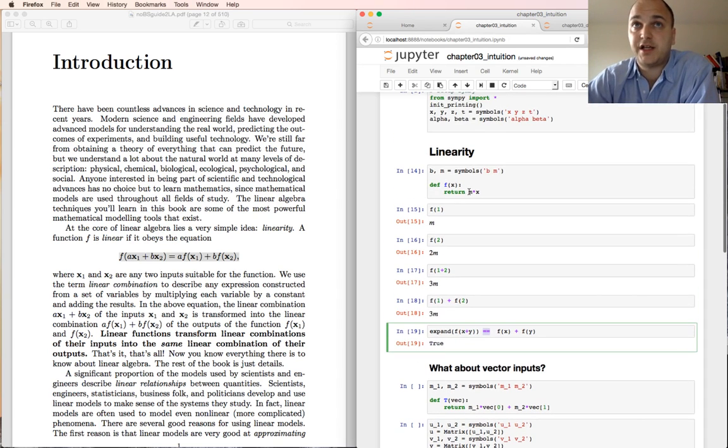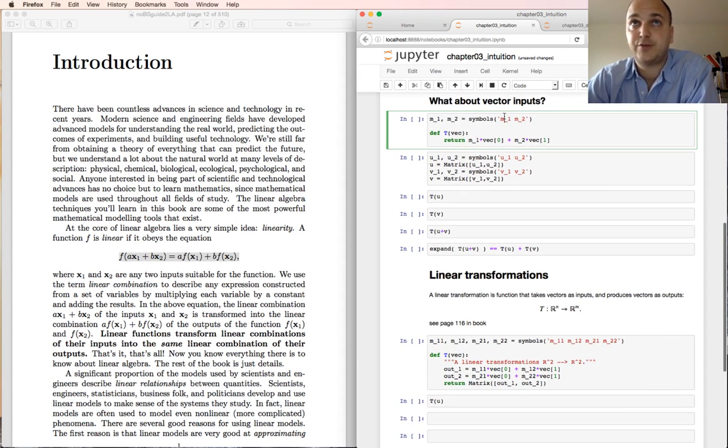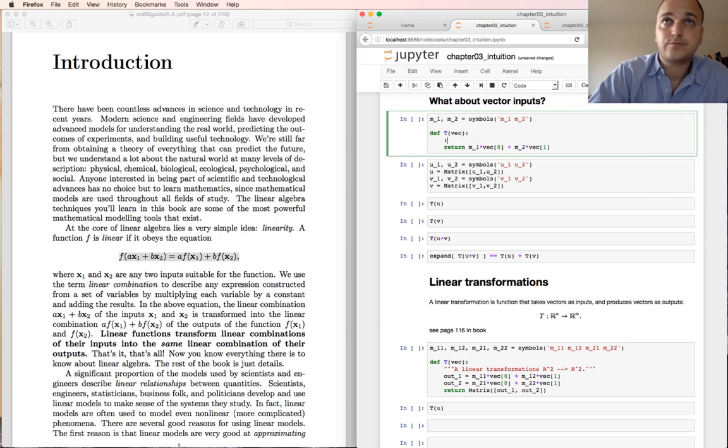The lesson to learn is that linearity for single inputs, for single variable inputs, is the same as proportionality. The input gets multiplied by a constant. If you have vector inputs, here vec is now a two-dimensional vector. It has an x component and a y component, or a first component and a second component. And we want the function T, which takes a 2D vector and returns a 1D number.